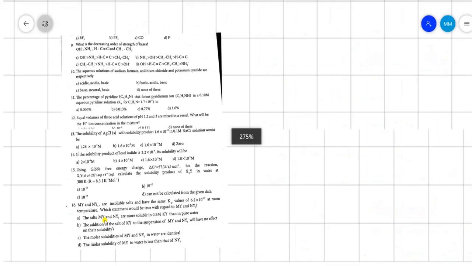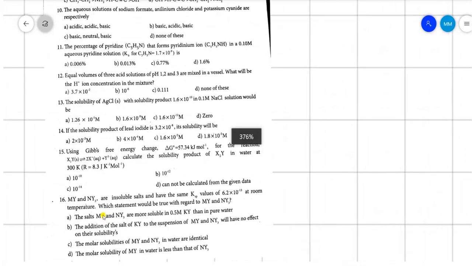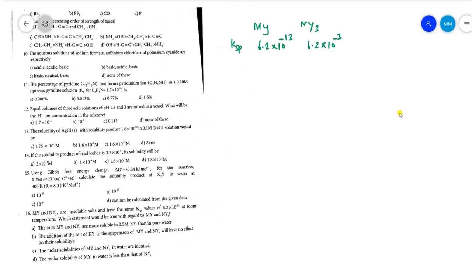A. Question number 16. MY and NY3 are insoluble salts and have the same Ksp values, 6.2 into 10 power minus 13 at room temperature. Which statement would be true with regard to MY and NY3? For MY, the Ksp is equal to S square. And for NY3, Ksp is equal to 27 S power 4.